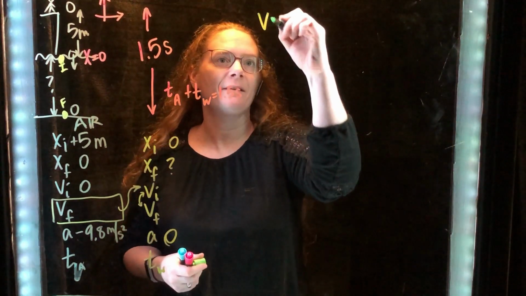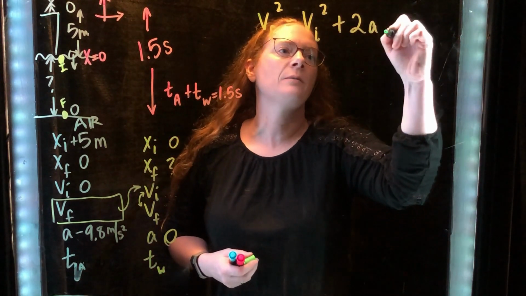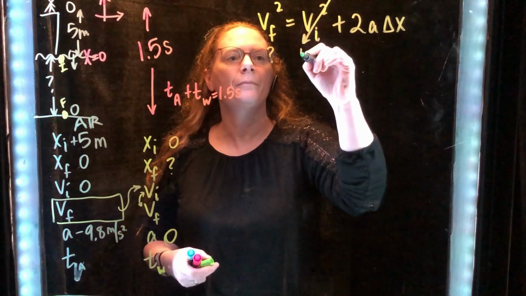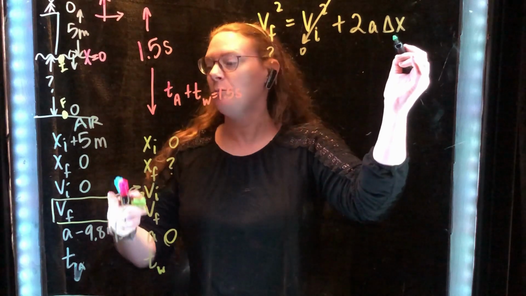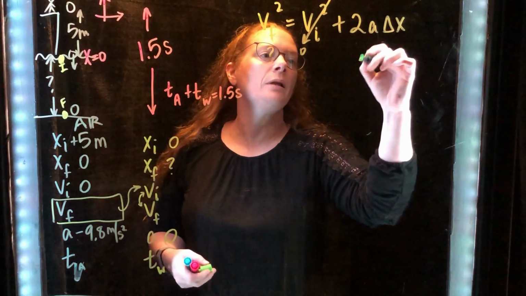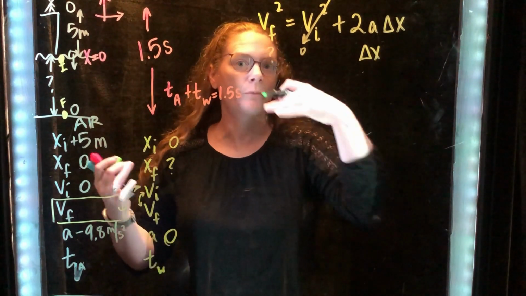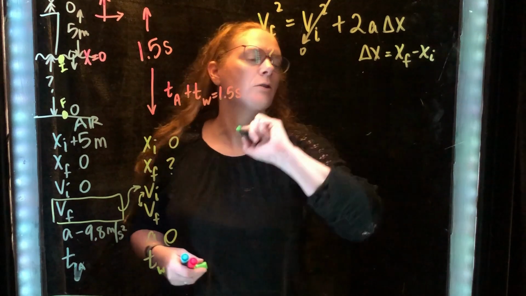Alright, rewriting. V final squared equals V initial squared plus 2 times A times the change in position. This is what I'm looking for. V initial is 0. That drops out. 2, we know A, and do we know the change in position? Yeah. And remember that anytime you see a delta, it's final minus initial. It's alphabetical. F comes before I. X final minus X initial.